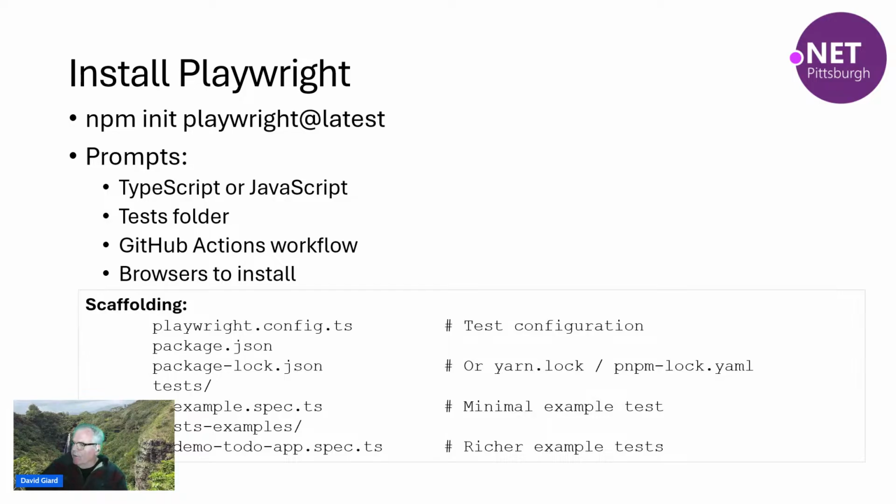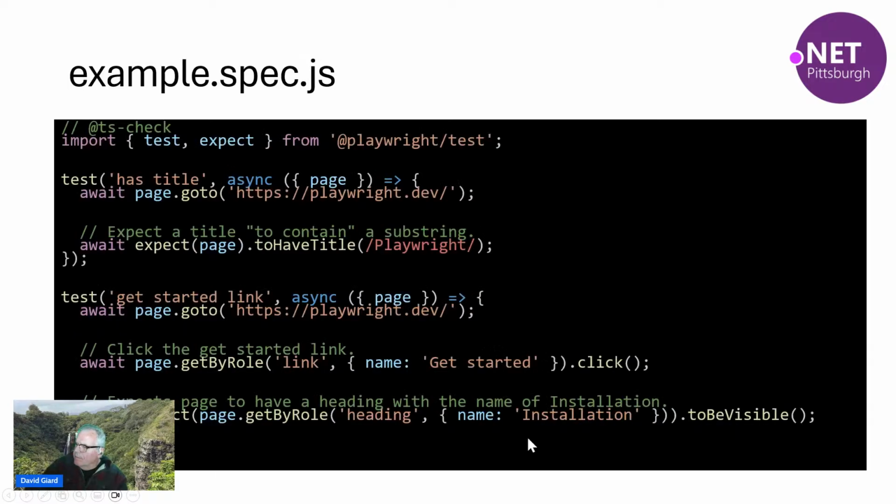Here's an example of the files that are created. So playwright config test is the configuration of your tests themselves, package.json or package-lock.json. These are files that have configuration in them. Example spec test. This actually has some tests, so you can get an idea of the syntax, what a test looks like. And then there might be some samples in here with more. Actually, this is an old file. I don't think it has this anymore. More richer test examples. I'll have to update this slide.